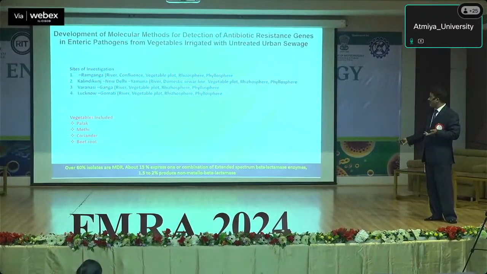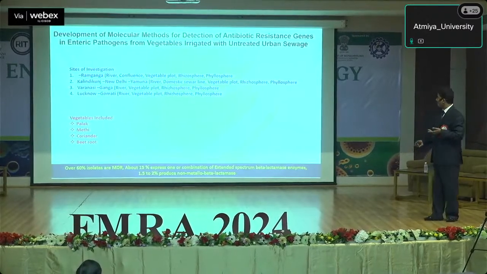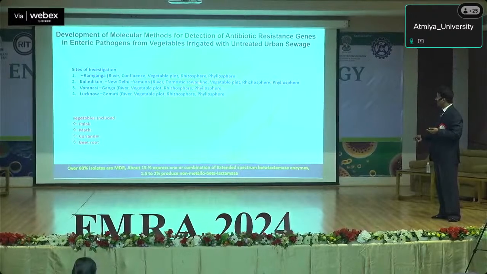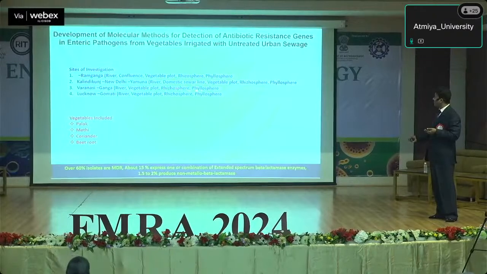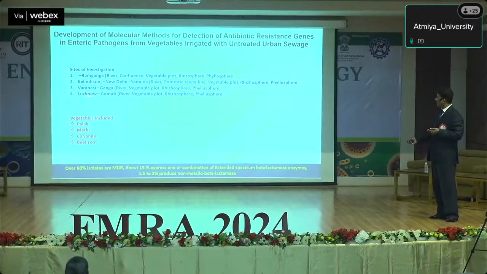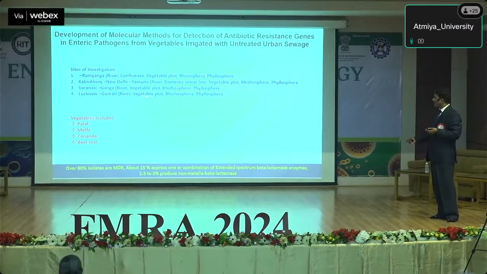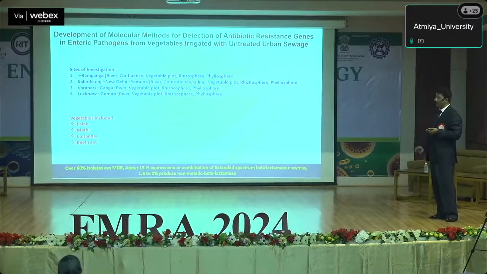Kalindi Kunj in Delhi itself, Yamuna river. So different rivers, different types of activities. Then river water, a domestic sewer line is also meeting there, vegetable plot, free soil, then rhizospheric soil, phyllosphere of the plant. Varanasi, Ganga river, again there is a river, vegetable plot, rhizosphere and phyllosphere is taken into consideration. Lucknow, Gomti river, vegetable plot, rhizosphere and phyllosphere.